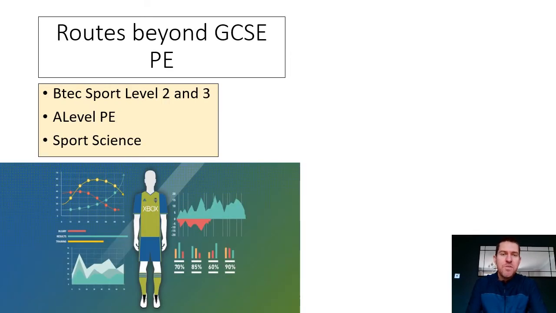So when we think about the route after GCSE PE, the likely options after you've taken this course is that you can go on to take a BTEC level 2 or level 3. You can go on to take A-level PE also at college, and also at university you might be thinking about a degree in sports science.